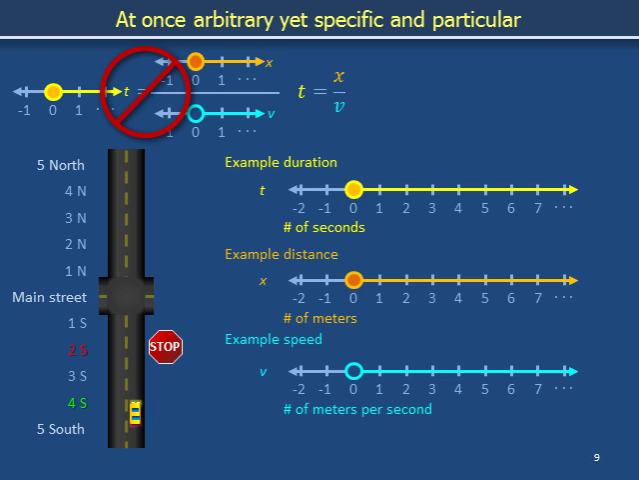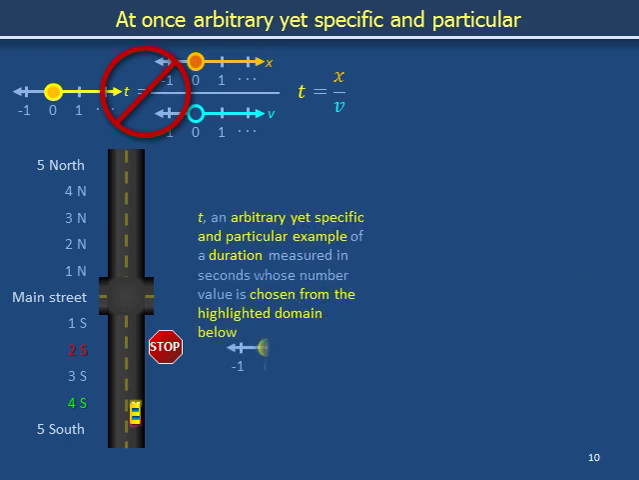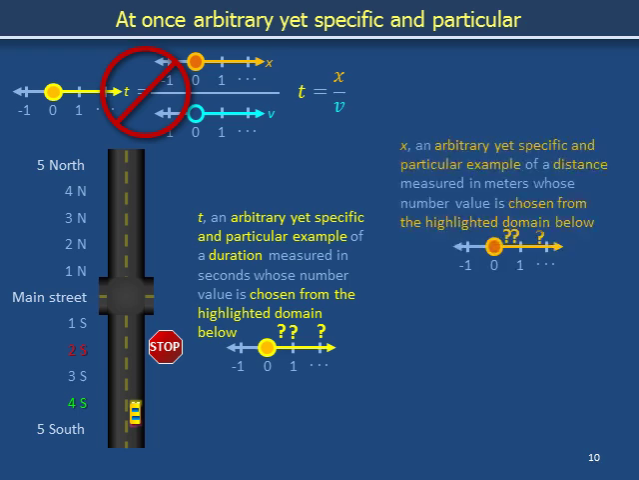Instead, when we say that t equals x divided by v, we mean that t is an arbitrary yet specific and particular example of a duration measured in seconds whose number value is chosen from this domain highlighted in yellow. That x is an arbitrary yet specific and particular example of a distance measured in meters whose number value is chosen from this domain highlighted in orange.